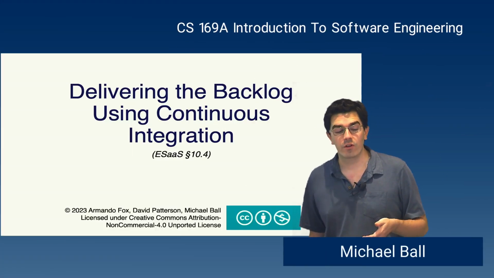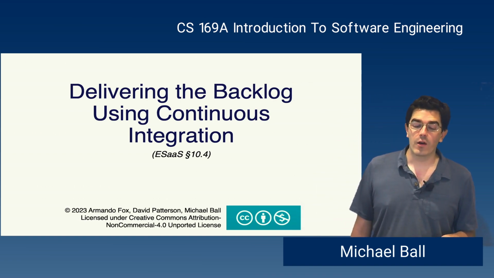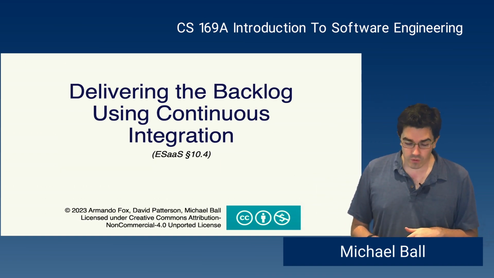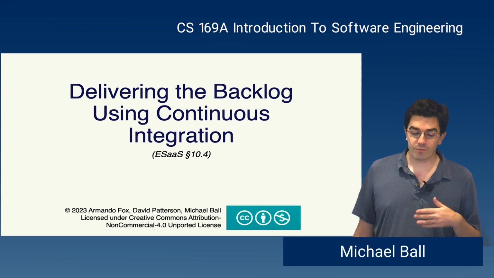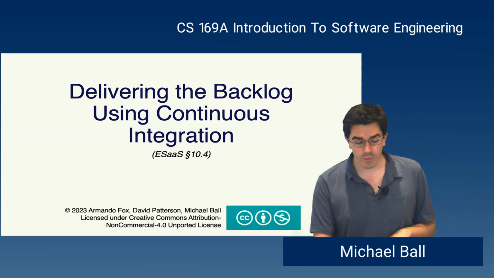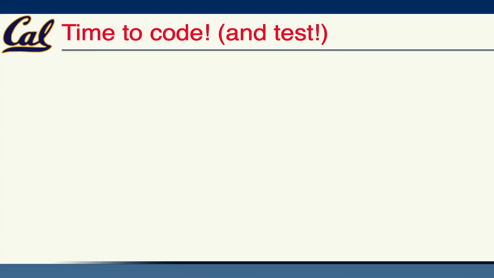What we're going to talk about for the rest of chapter 10 is tools that help us deliver code more quickly through not just processes, but through how we work as a team. And so the first part of this is going to be what we call continuous integration.